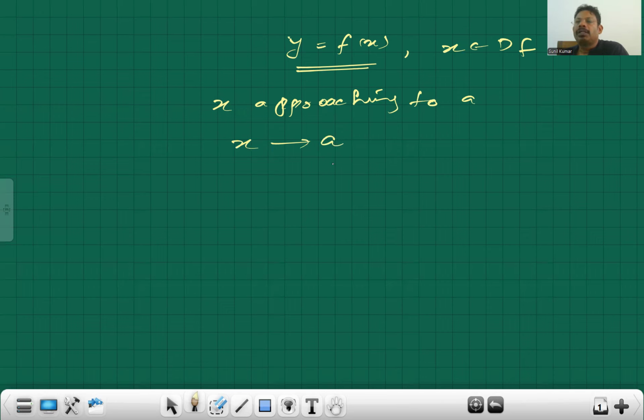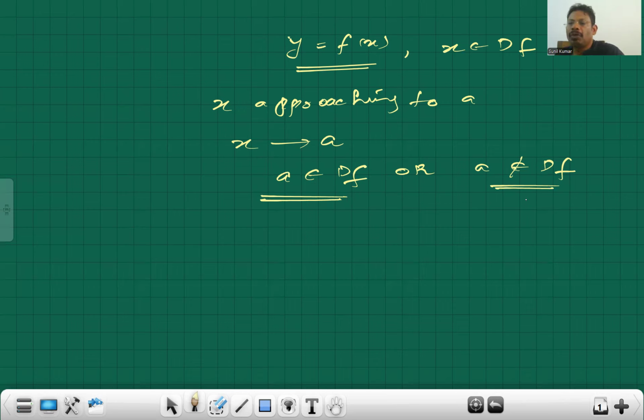Now, what is happening here? This a may be in the domain of f, or this a may not be in the domain of f. There are two cases that will arise: either a belongs to the domain of the function, or a does not belong to the domain of the function.